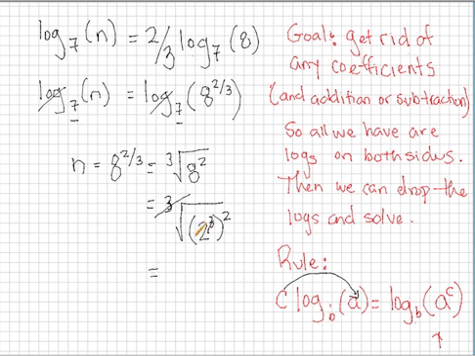So what we're actually left with is 2 squared, which of course you know is equal to 4. So n is equal to 4.